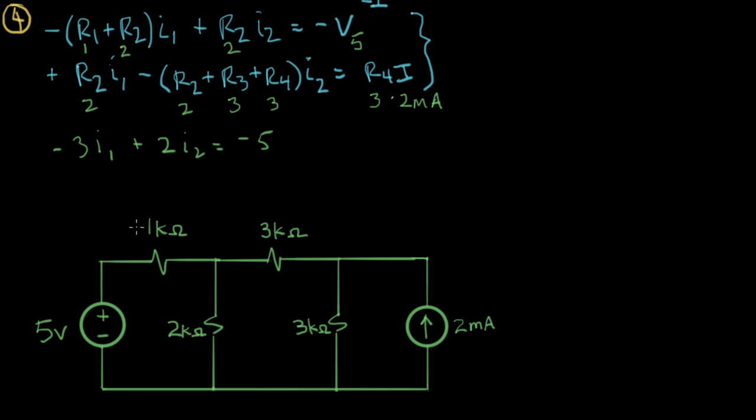We know all the resistors are k ohms, and so we can actually scale our equations down by a factor of 1,000 and just use the simple numbers without the k's. So our second equation is 2 I1 minus 2 plus 3 plus 3 is 8 I2, and that equals 3 k ohms times 2 milliamps, which is plus 6. So this is getting close to something we can solve.